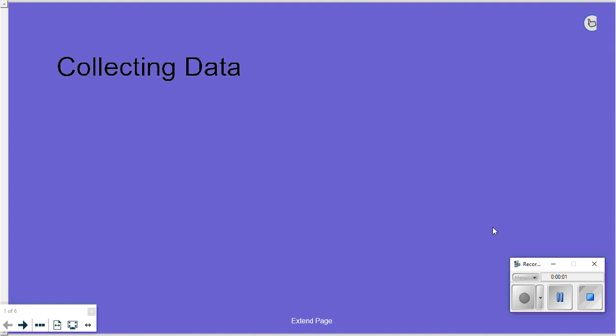Is collecting data. We're going to be talking about ways that we can collect data. Also pronounced data. Both are correct. We're going to talk about ways that we can talk about data, what we can learn from data or data.